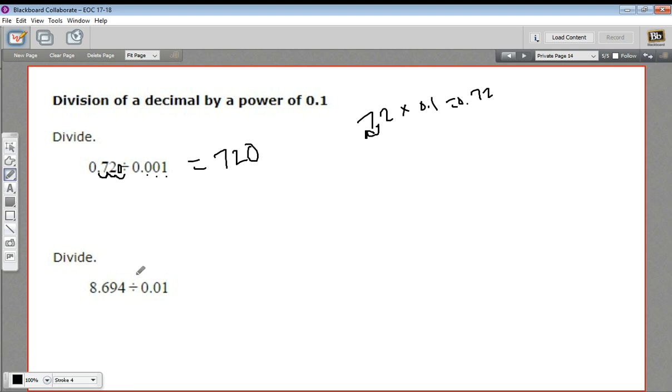So the thing we're doing here is we're moving the decimal place to the right, the same number of digits that are behind the decimal place in the thing we're dividing by. So in this case, we have 2 digits behind the decimal place, so we're going to move this decimal 2 to the right. So this would be 869.4. So that is how to divide a decimal by a power of 0.1.